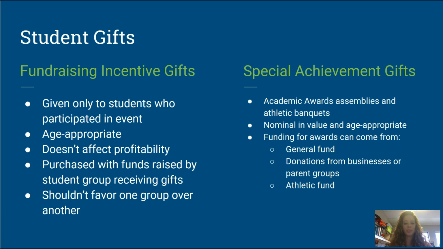There's also special achievement gifts for like award assemblies or athletic banquets. Those are very common. They should also be age appropriate, nominal in value. And those awards can be funded through three different avenues. One would be the general fund, donations raised by parent groups or businesses, and then also the athletic fund can often fund those awards like trophies and things like that.